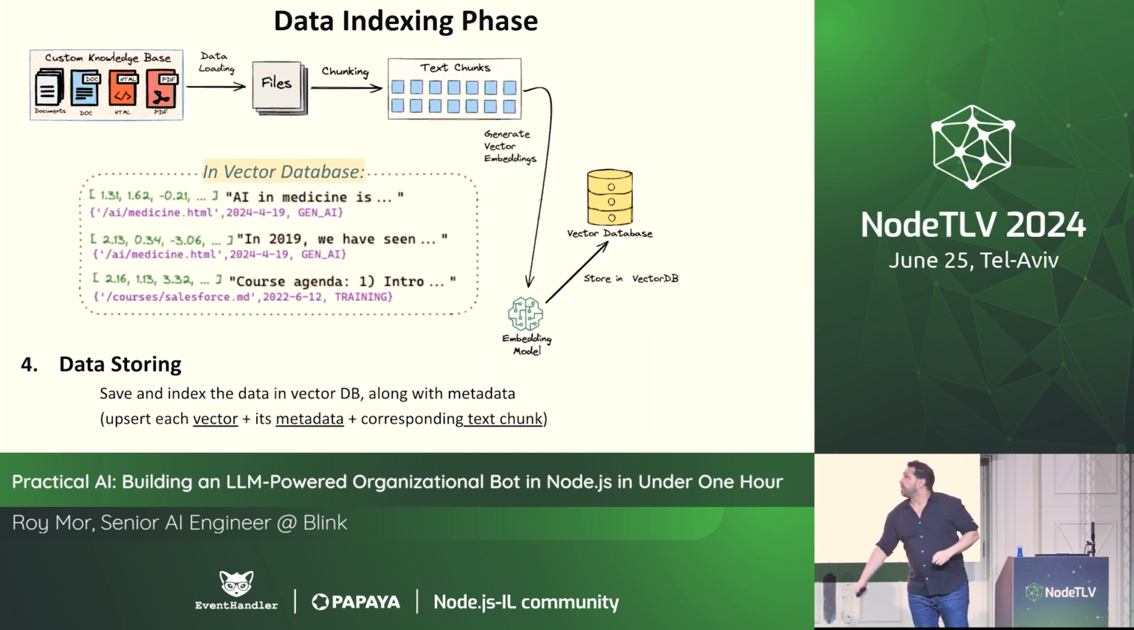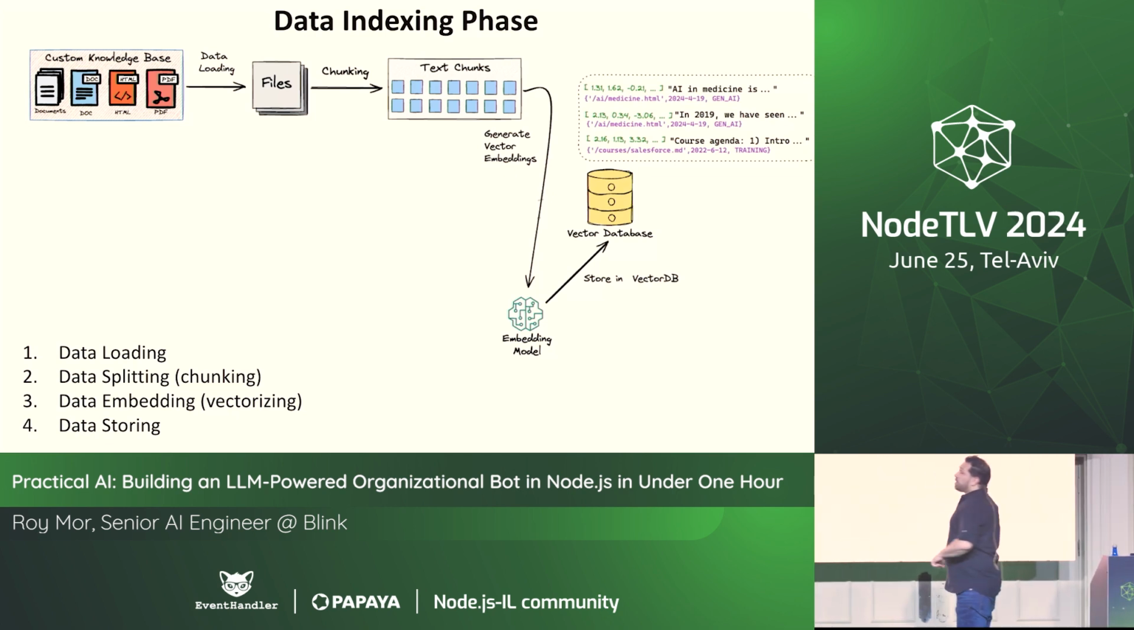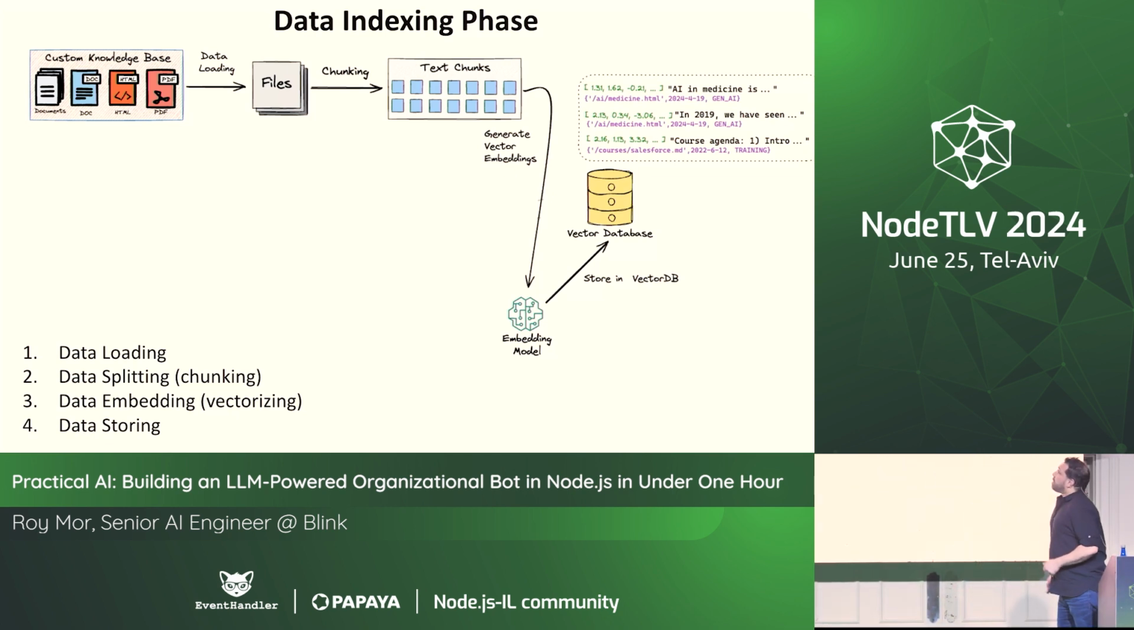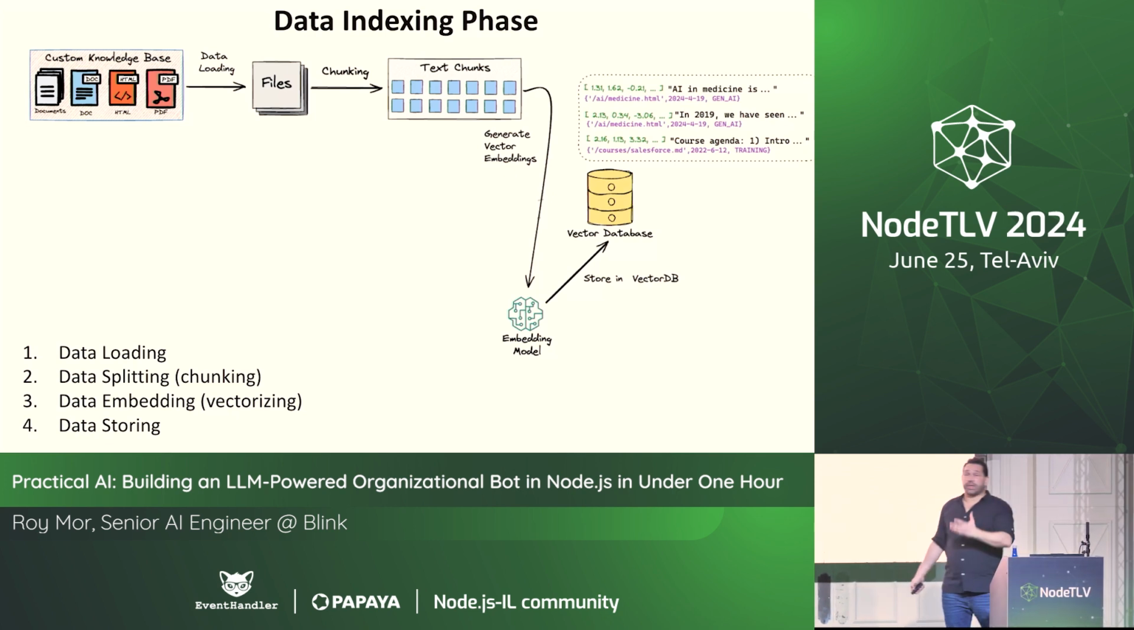It can look like this. So we see 3 items here, a vector, a truncated chunk, and some metadata. We can see that the first 2 entries are from the same file, right? Because of the metadata, the third one isn't. This is how it looks. So data loading, data splitting or chunking, data embedding or vectorizing, and data storing. So once we do that, we're good to go. We have all our organization knowledge in a vector DB ready to work against.